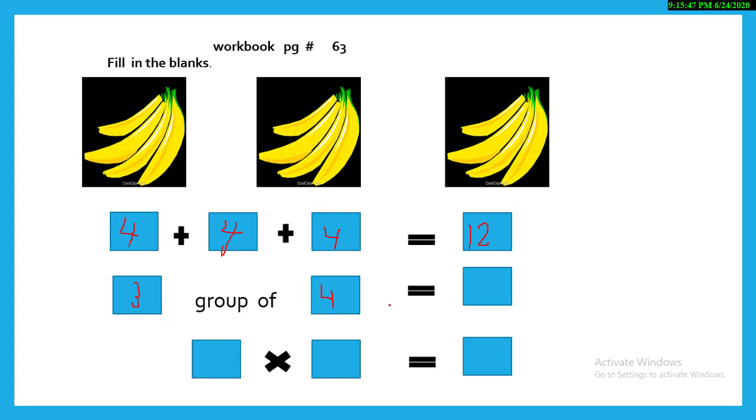And what will be the answer? The answer will be the same. Yes, 3 4s are 12. So we will mention 12 over here. And in the last blank, you are going to mention the same number over here. 3 groups, 3 multiplied by 4. 3 4s are. And what will be the answer? The answer will be the same and it will be 12.